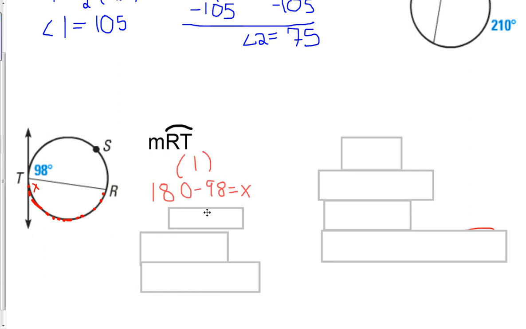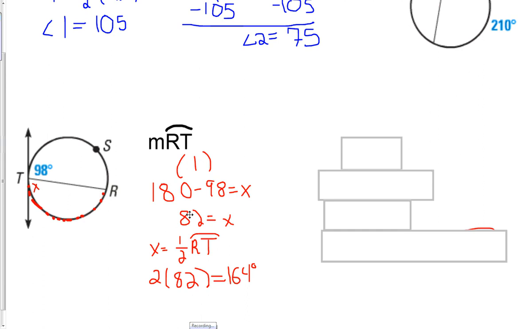So there are 2 methods here. The first method, let's find angle x. 180 is 98 plus x, so we subtract 98 from 180 to get x is 82 degrees. And now to find RT, angle equals half arc, so 82 is half the arc. We multiply by 2 on both sides. 2 times 82 is 164, and that equals the arc RT.